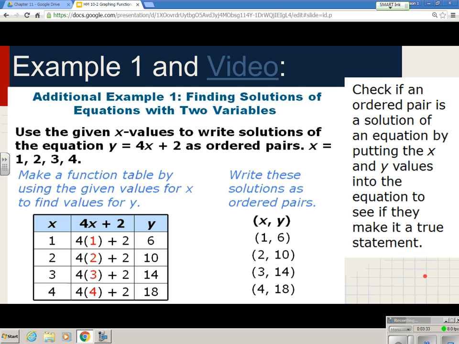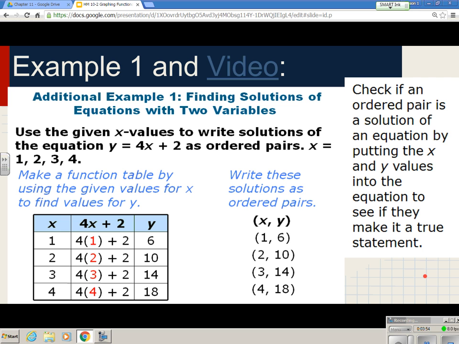Now the directions could say to graph them on a graph, and if that was the case, you would just have to get a graph and mark each of those ordered pairs. Because both the x and the y are positive, that would be in quadrant 1 of a grid if you're using just a standard grid. So that's how you find the answers.